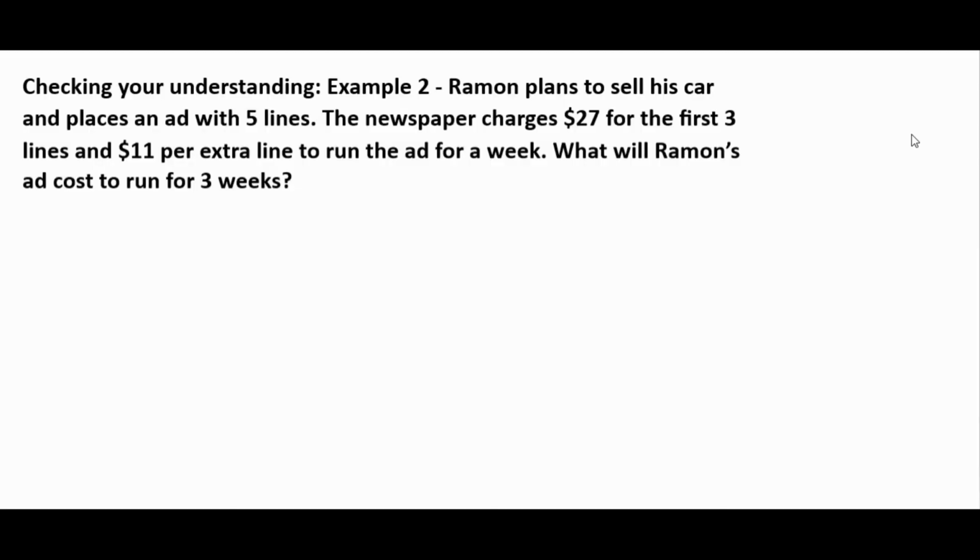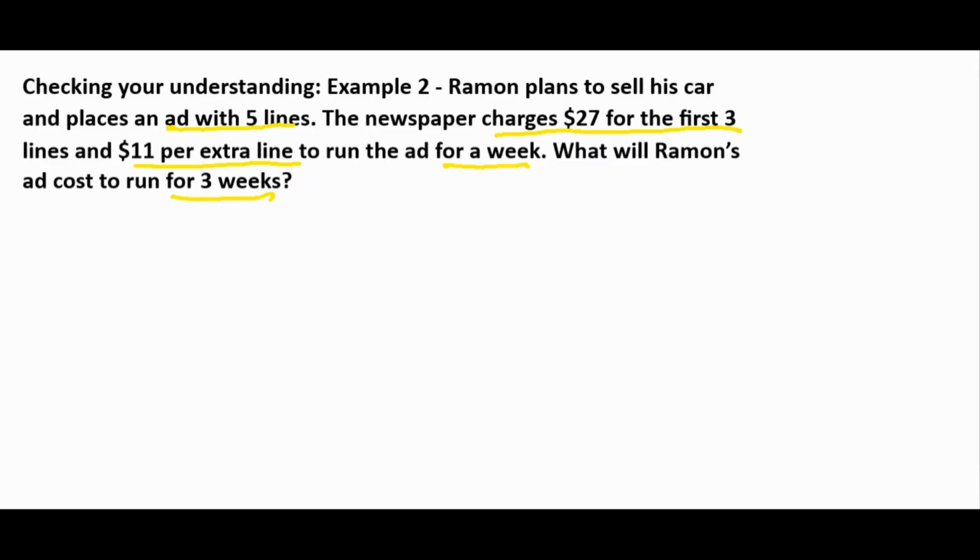Alright, example number 2. So Ramon plans to sell his car. He wants to place an ad with 5 lines. Newspaper's going to charge him $27 for the first 3 lines and then $11 for each additional line that he runs for a week. So what will the ad cost him to run for 3 weeks? So a couple things that are important here. First, the ad we're placing is a 5-line ad. Second, the newspaper charges $27 for the first 3 lines and then $11 for each additional line. And that's for 1 week. He wants to run it for 3 weeks.